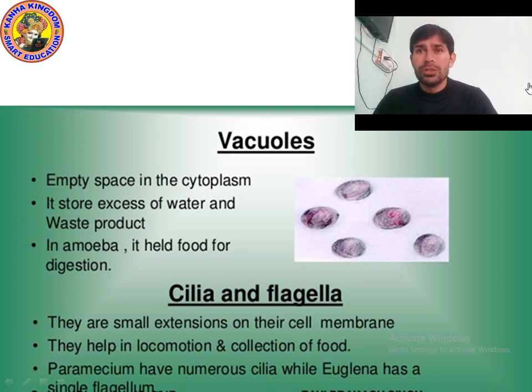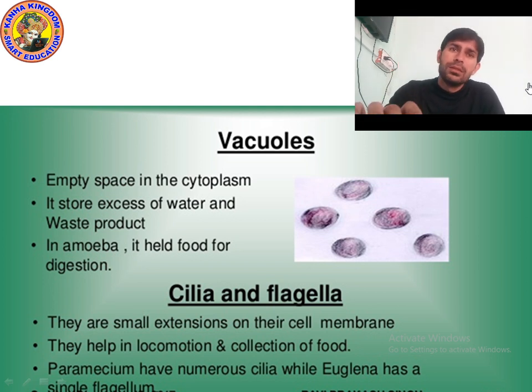Because of cilia, paramecium can walk, and because of flagella, euglena can walk, and they also help in collecting the food. Paramecium has numerous cilia while euglena has a single flagellum. Flagella is the plural word, flagellum is the singular word. So paramecium has many cilia, meaning many hair-like structures, while euglena has only one flagellum.